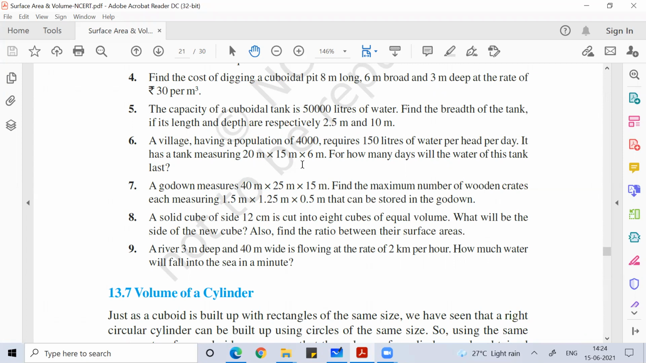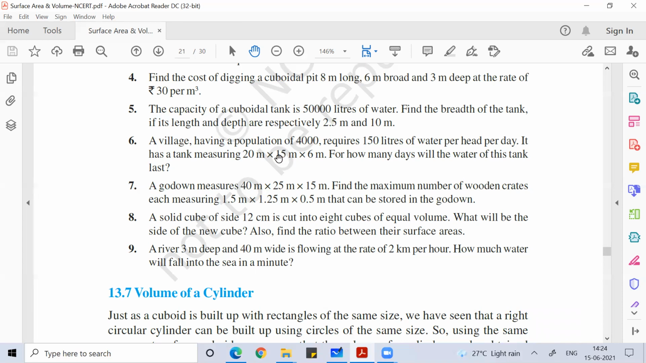If they want it in liters, and we don't convert into meter cube, because the dimension of the tank is given in meters, it will be 60 lakh liters. So 60 lakh liters divided by 1,000 will be 60 thousand meter cube. Then we can find the capacity of the tank, which will be 20 into 15 into 6 meter cube.